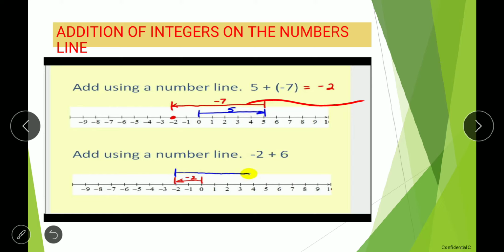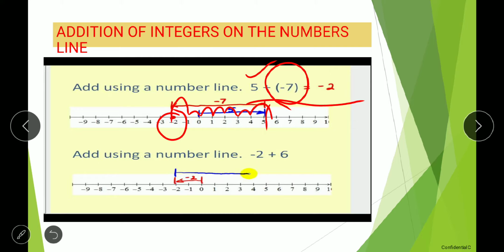Since 5 is the first integer, start from 5 and you need to add minus 7. Since minus 7 is negative, move towards the left side. How many steps? 7 steps. 1, 2, 3, 4, 5, 6, 7. So we have stopped at minus 2. So the answer is minus 2.